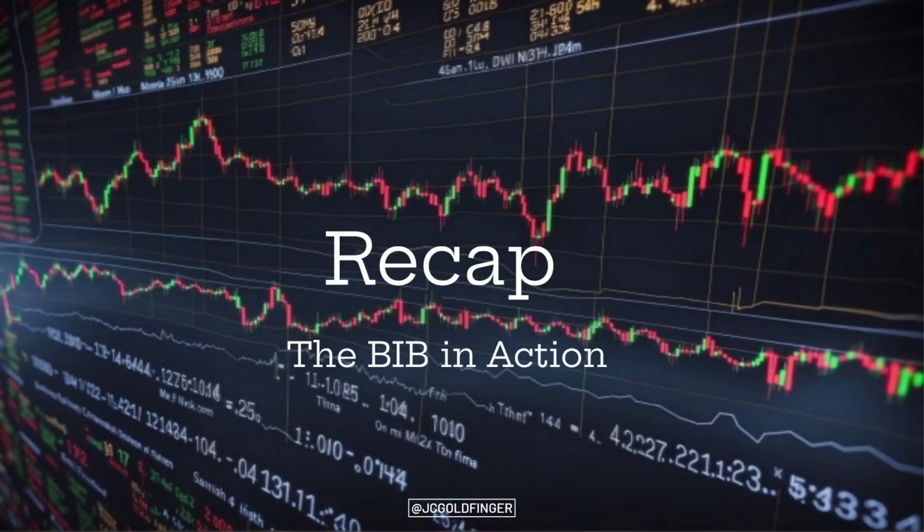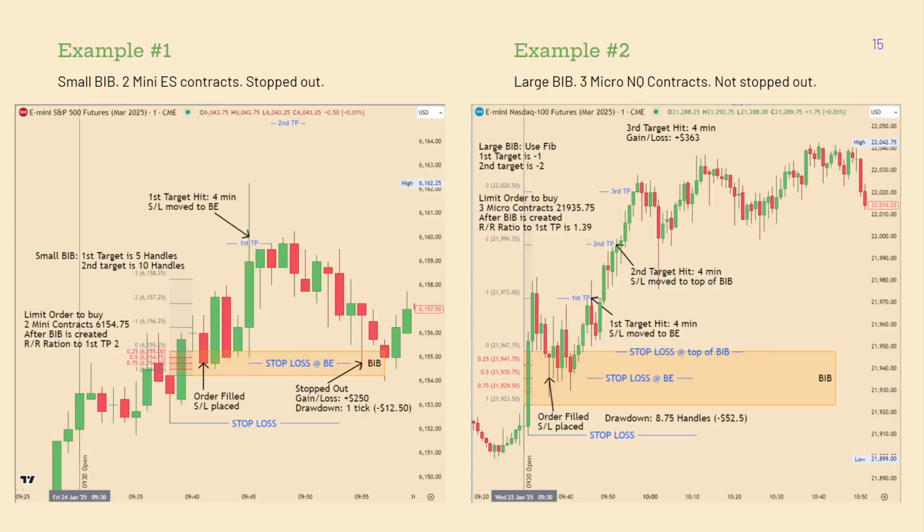Now, let's see some of these movements, the BIB in action. In our first example, we have a small BIB. So what we used are handles as targets versus these Fibonacci. We put a limit order for 2 mini contracts at the 50% level of this BIB. Our order was filled just 2 minutes after the creation of this BIB.